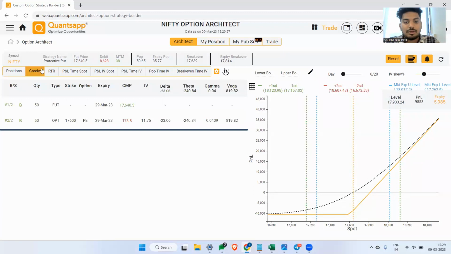Now, second thing is, look at this, okay? Look at the Vega. So Vega is positive in this strategy. That means the more the rise in volatility, the more beneficial the strategy will be, because we have bought an option, we have bought a put option. Typically, what happens in the market is, let me just show you.